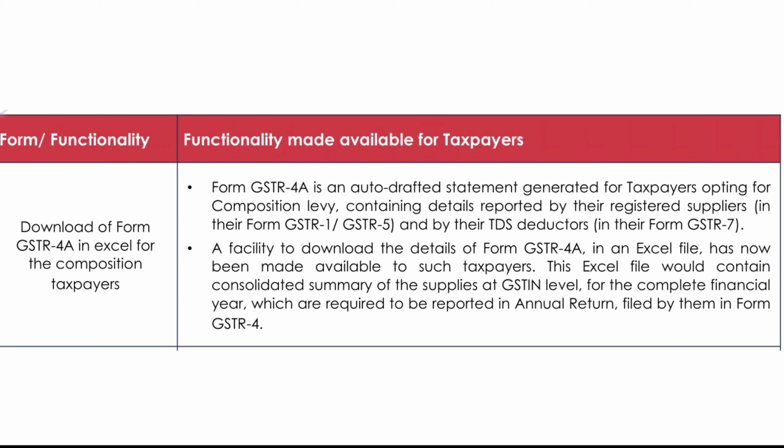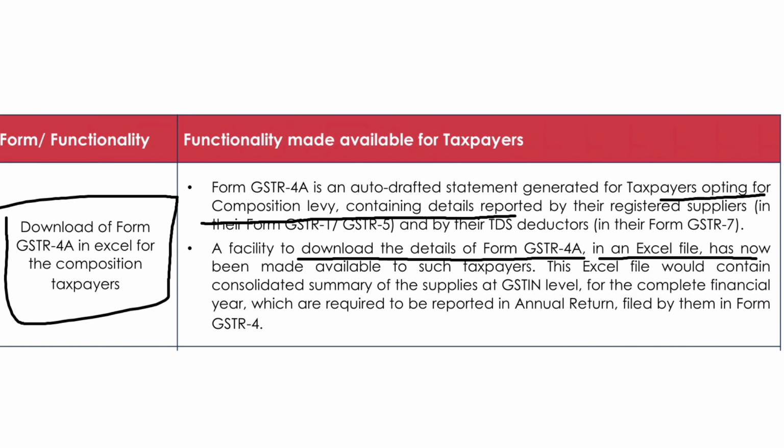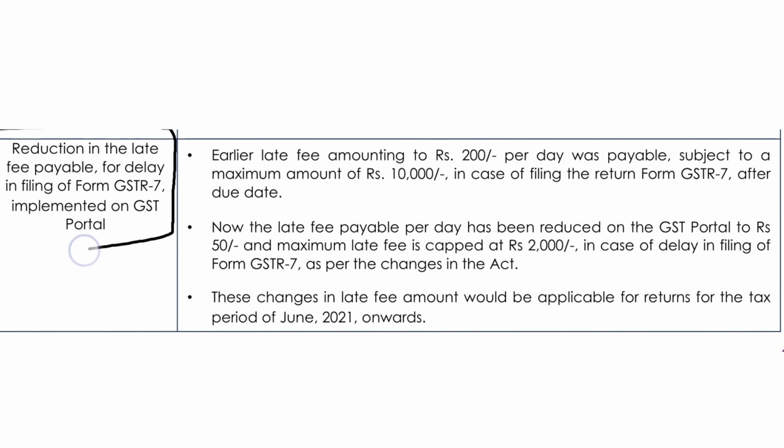And coming to the returns part, there are some new functionalities. Number 1, download of form GSTR-4A in Excel format for the composition taxpayer. Generally, for the regular taxpayer, if you want to know the purchase details, you can see GSTR-2A. In the same way, you can check GSTR-4A for composition taxpayers. So you can download in Excel format all the purchase details for those who opted for the composition scheme.